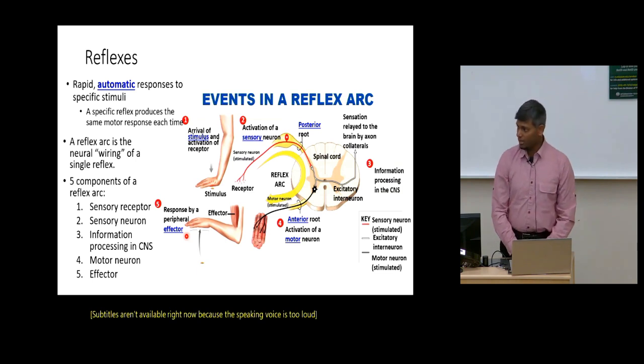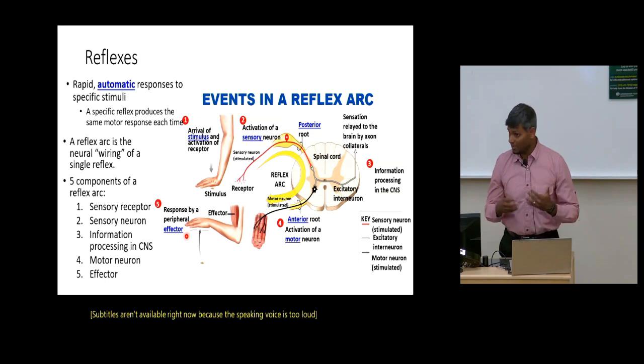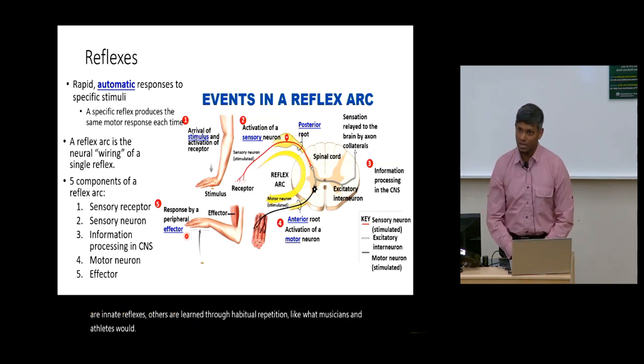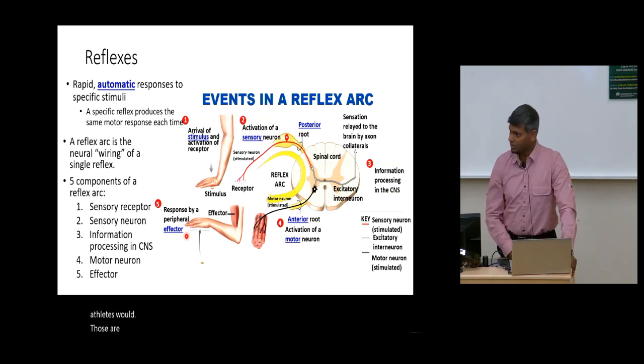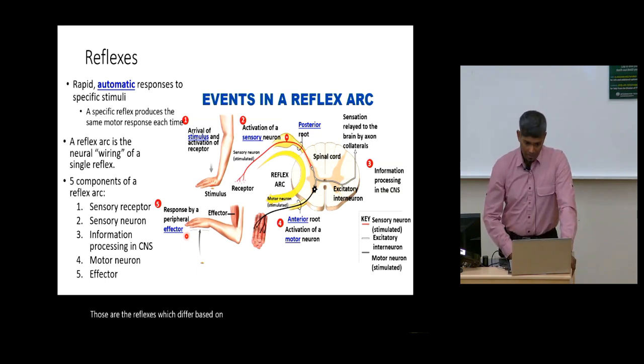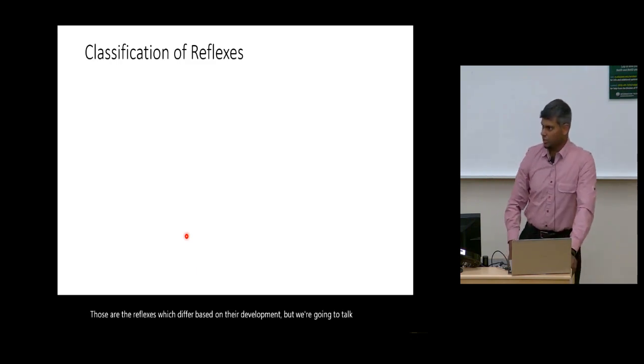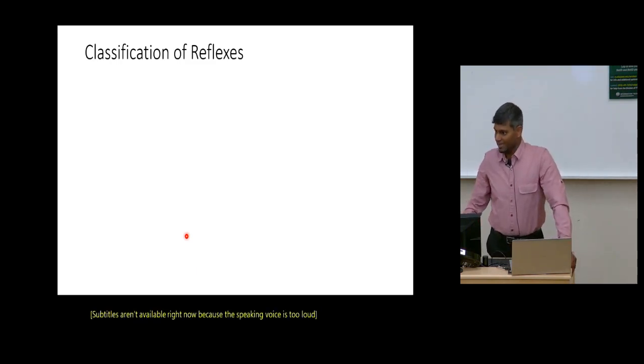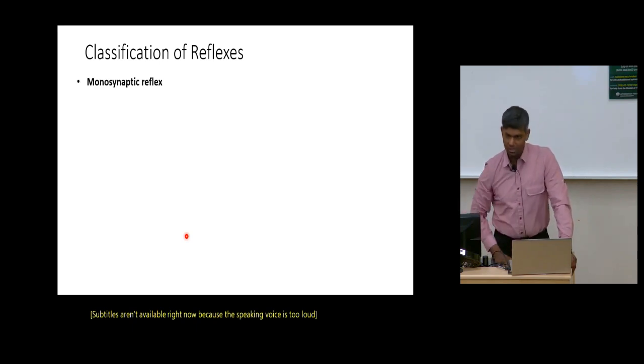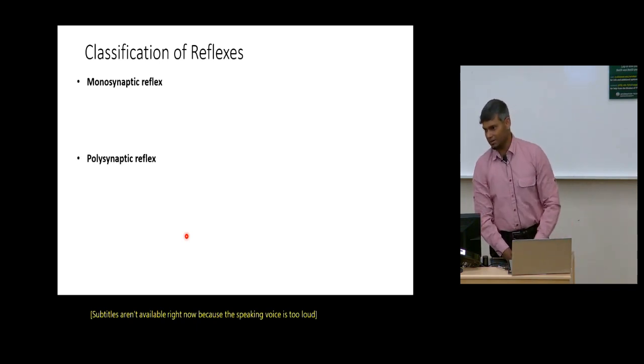Now there are different types of reflexes. You have some reflexes based on development. Some are innate reflexes, others are learned through habitual repetition, like what musicians and athletes would develop, right? Those are reflexes which differ based on their development. But we're going to talk about the classification of reflexes based on their complexity. And we're going to look at two types of reflexes. The first one is the monosynaptic reflex, and the second is the polysynaptic reflex.